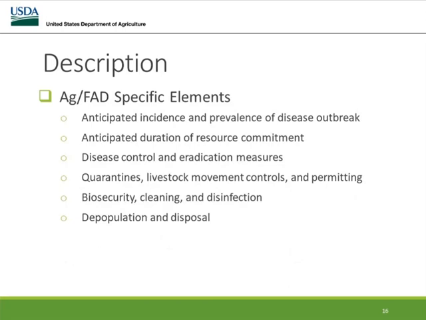Currently, there are 24 factors in the ag-specific complexity analysis tool, and I'm going to name just a few here, and then I'll go through some screenshots of what that looks like. Anticipated incidence and prevalence of disease outbreak, anticipated duration of resource commitment, disease control and eradication measures, such as quarantines or livestock movement controls and permitting being implemented, the needs for biosecurity, cleaning, and disinfection, as well as depopulation and disposal.